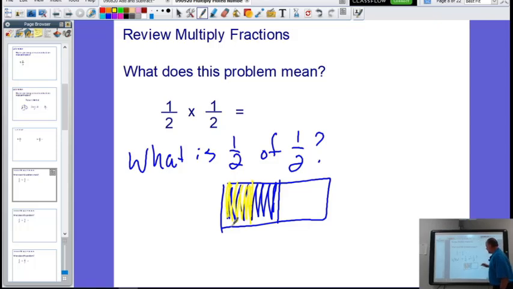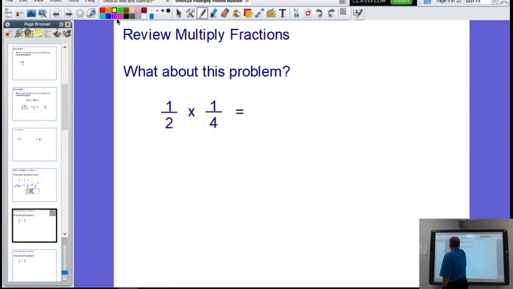Well, what is that in the grand scheme of things? If you were to look at that right there and I were to chop this up in the same thing, that is how much of that whole piece? That is 1/4 of that whole piece. Okay? So what is 1/2 of 1/2? 1/4.